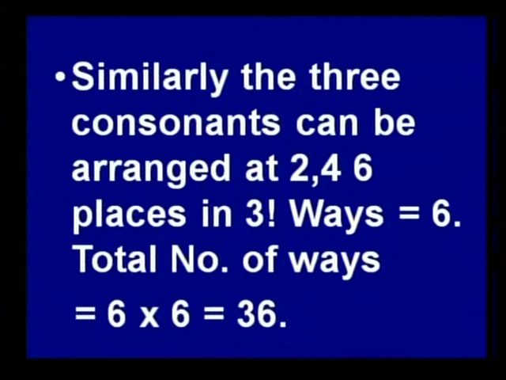Similarly, we are left with 3 other words now, consonants. These 3 can occupy what positions now? We are left with 2, 4, 6 places. Again this can be done in how many ways? 3 factorial, that is 6 ways. Therefore, total number of ways will be 6 into 6, 36. So, is the problem clear?